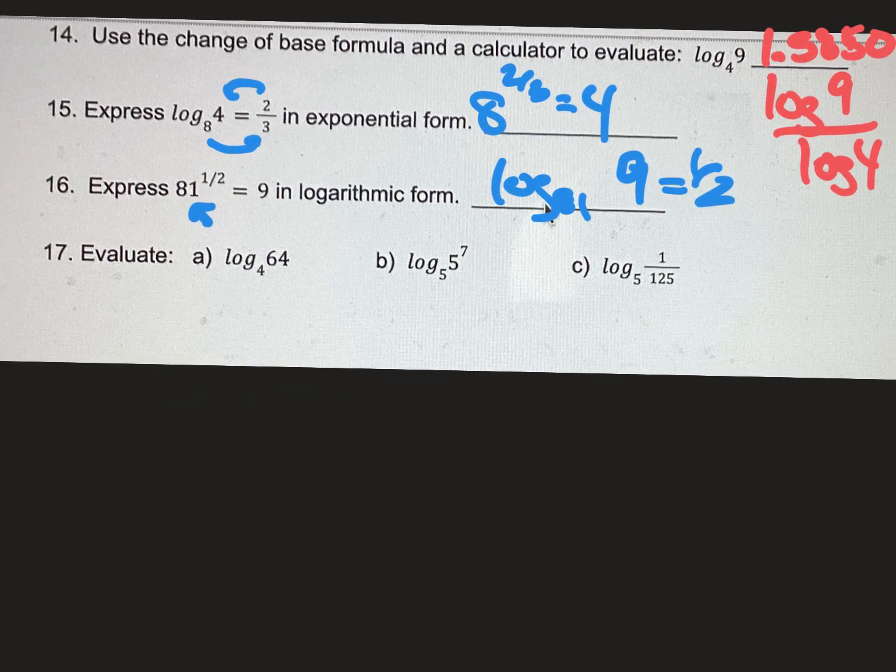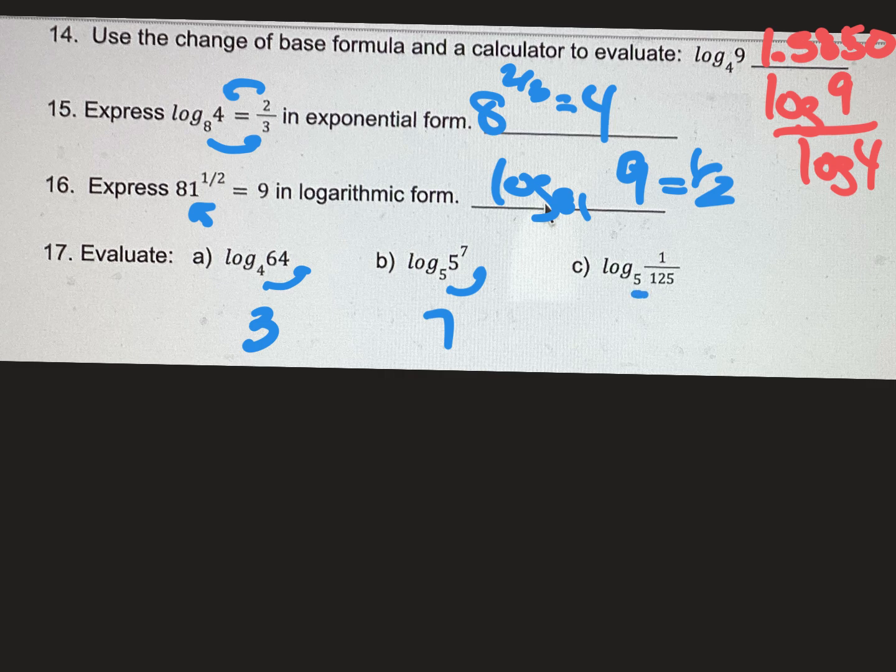17, remember the answer to a log is the exponent. So number A is asking you, 4 to what power is 64? Third. 5 to what power is 5 to the 7th? Are you kidding me? 7. Part C, 5 to what power is 1 over 125?